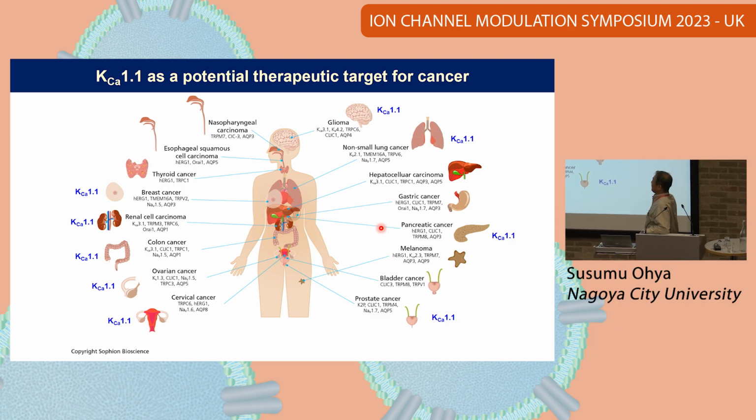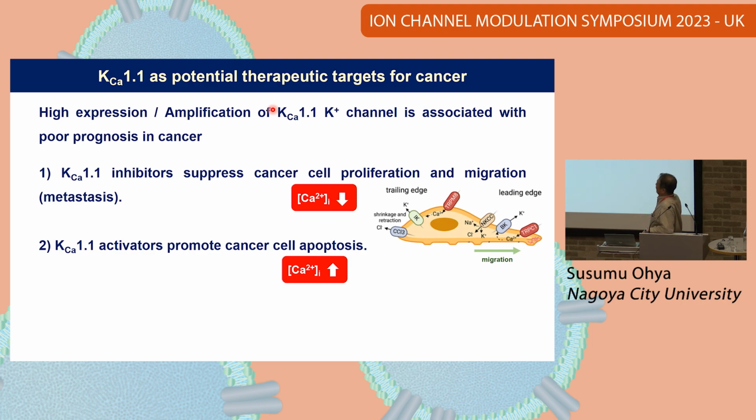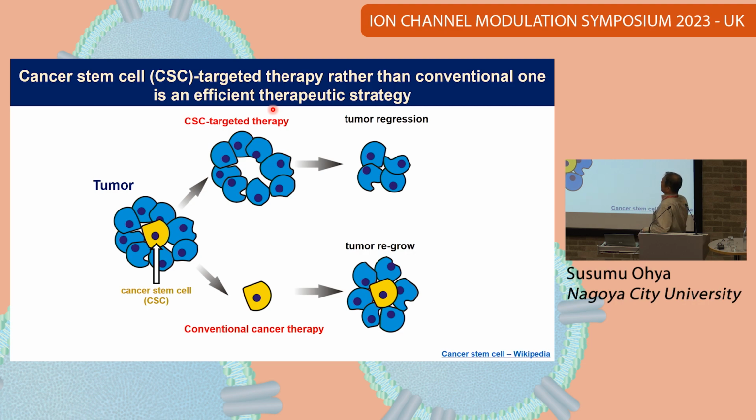Large conductance calcium-activated potassium channel KCa1.1 is a potent therapeutic target for cancer. Amplification of KCa1.1 is observed in many types of cancers and is associated with poor prognosis. Generally, KCa1.1 inhibitors suppress cancer cell proliferation and migration, and KCa1.1 activators promote cancer cell apoptosis by elevation of intracellular calcium. So cancer stem cell targeted therapy is an efficient therapeutic strategy rather than conventional ones.